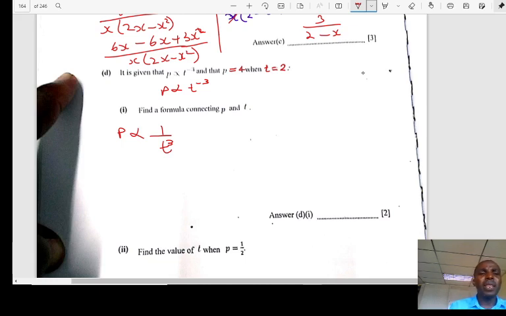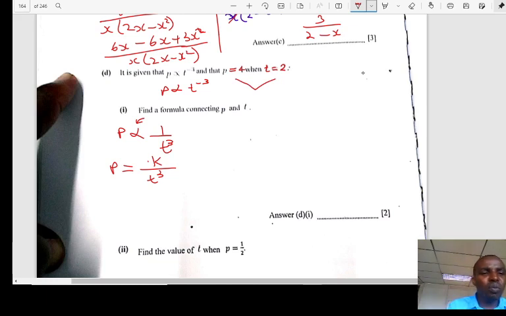Right, then, so find a formula connecting p and t. The sign of proportionality is this one. So next stage, second stage, introduce an equal sign and a constant. I can put k in this case over t cubed. Then we have values that are given at random. This one, p is equal to 4 when t is equal to 2. Those values will always be there in variation. They help you to find the value of the constant, right?